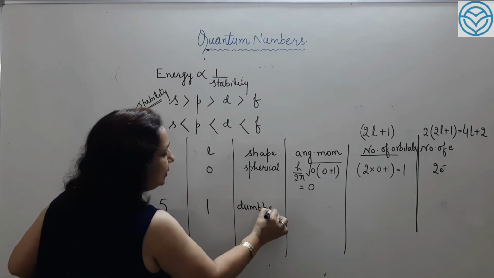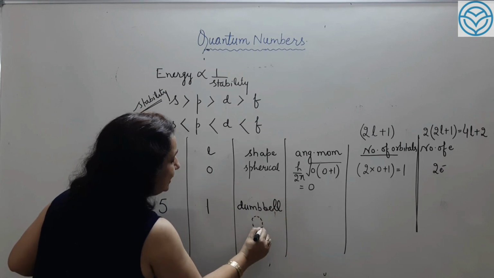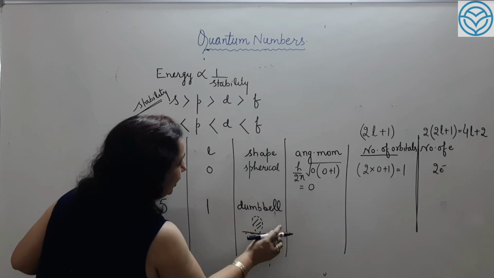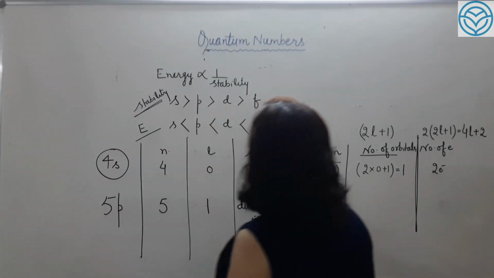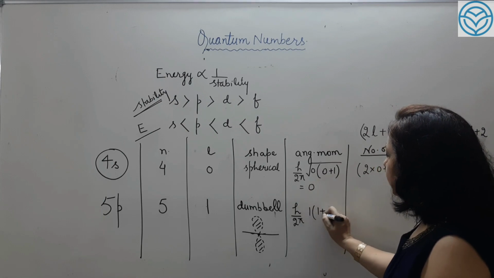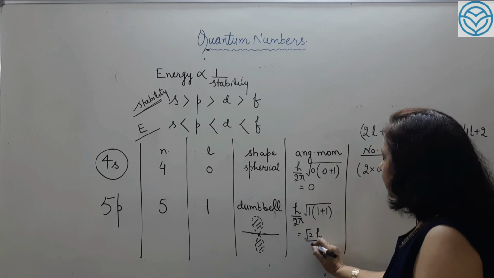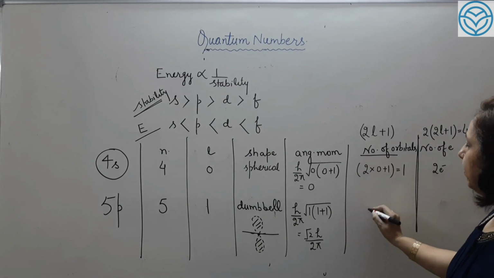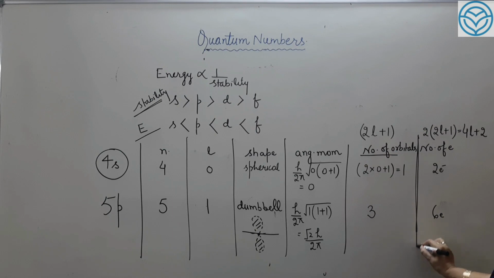It is dumbbell shape, and we can draw this shape as a dumbbell. This is the drawing. As it is an orbital picture, the orbital is going to be 3-dimensional, and we have a dumbbell shape. Angular momentum is h upon 2 pi times root of 1 into 1 plus 1. It will come out to be root 2 h upon 2 pi. You can simplify it by multiplying root 2, you can solve it. And the number of orbitals is going to be 3. Electrons are going to be 6.